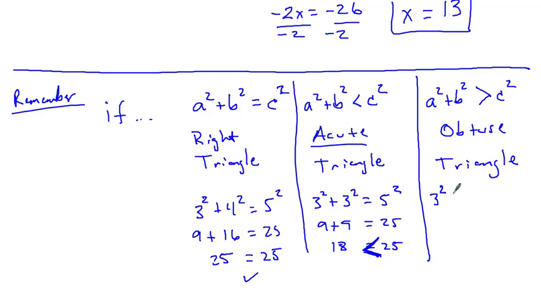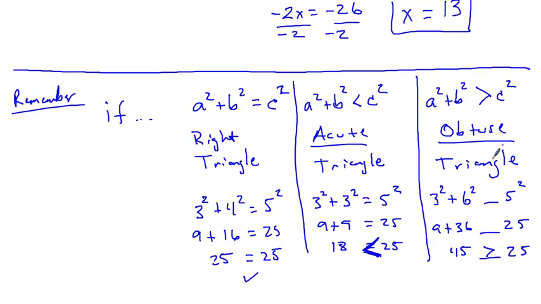And over here we could have 3 squared plus 6 squared. And remember, we just leave a blank for 5 squared. This is if we're checking if it's right, acute, or obtuse. So this is 9 plus 36, which is 45, and that is greater than 25, so that makes it obtuse. So just remember that. You'll see that on your assignments and on your test.